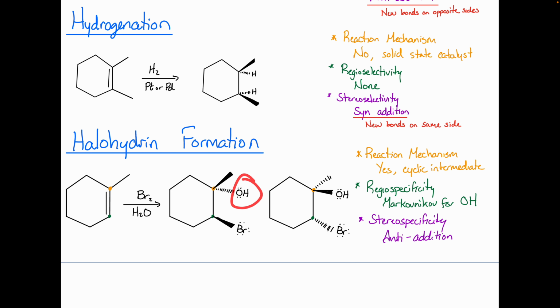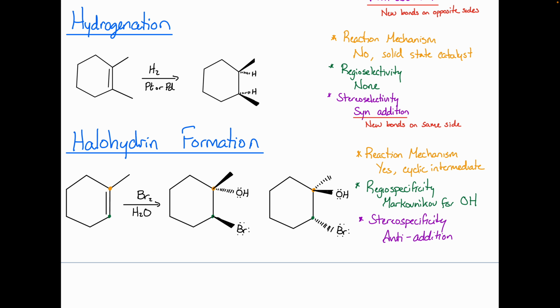halohydrin formation where we're adding a hydroxyl group and a halogen about our double bond. This is a regiospecific reaction in that my hydroxyl group gets the more substituted carbon, and also stereospecific in that those two new bonds are going to go on opposite sides.